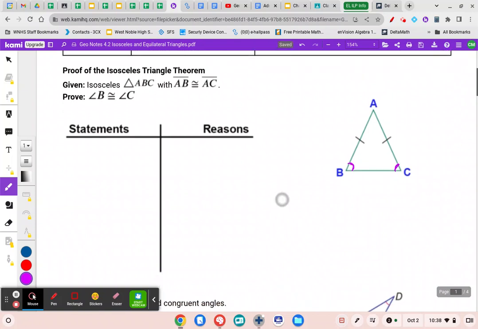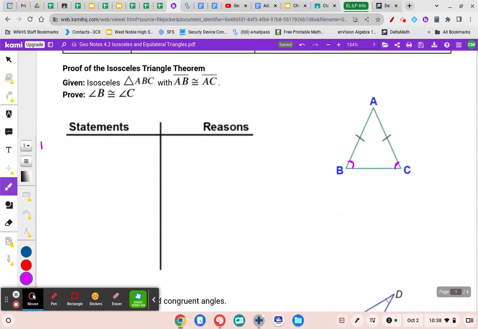So we have our statements. We always start with our given. So we have isosceles triangle ABC with AB congruent to AC. Okay, the reason there, that's given. It was given to us.